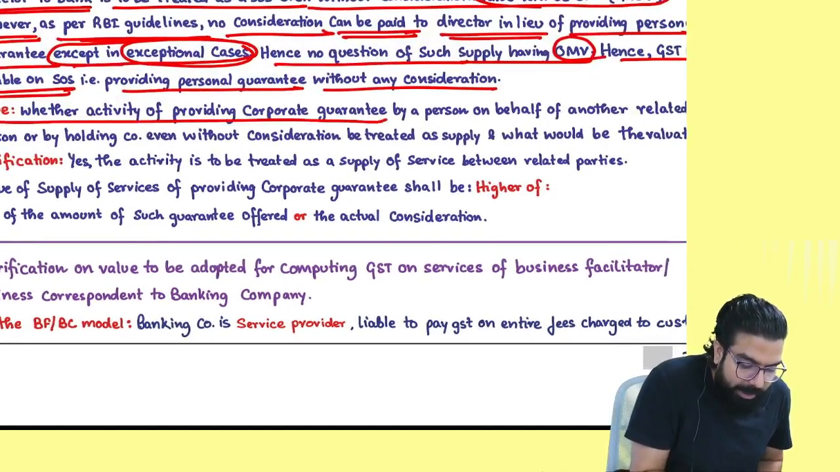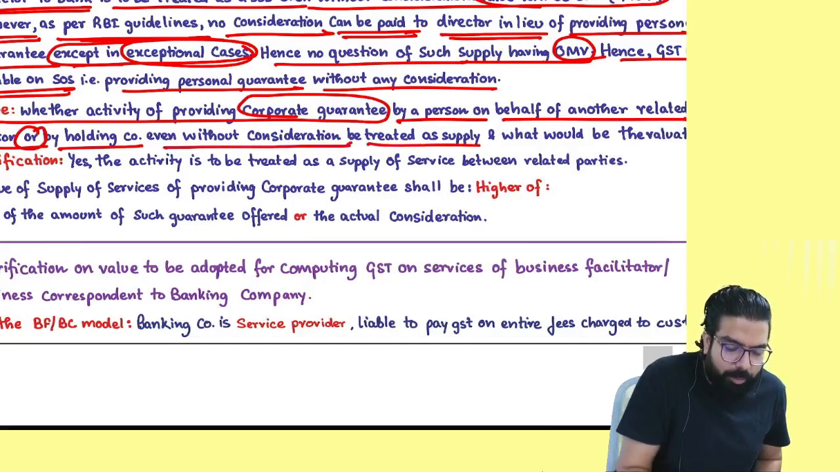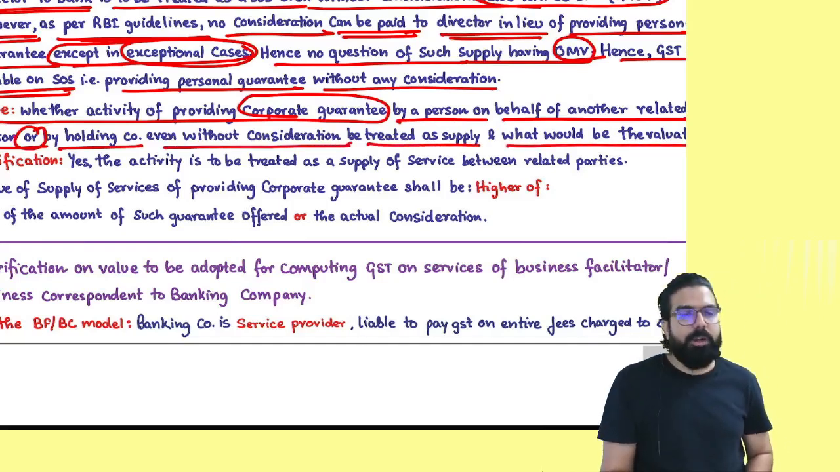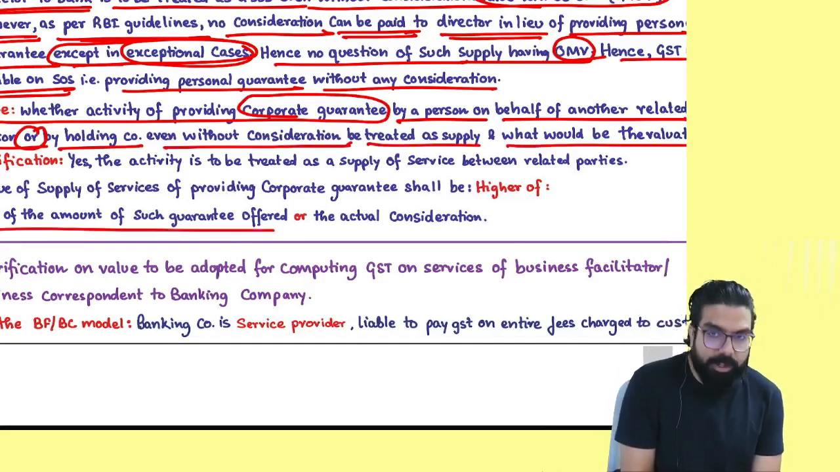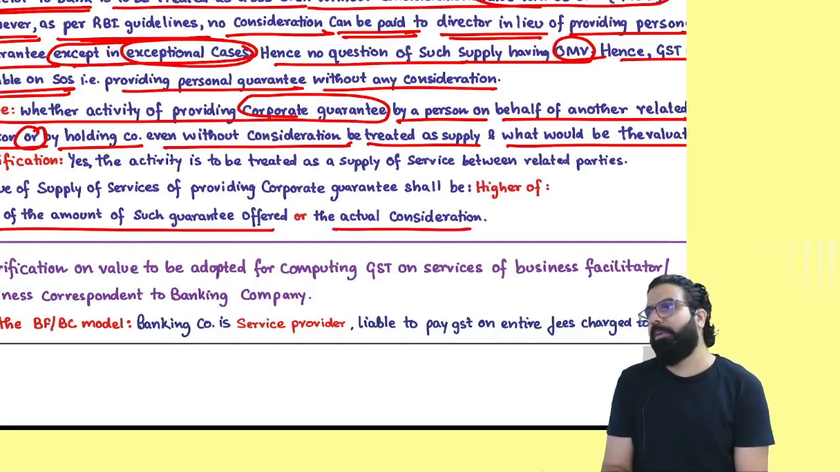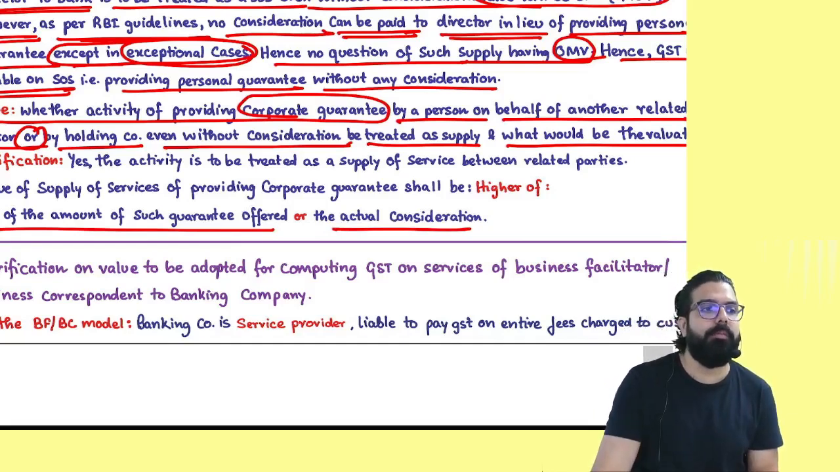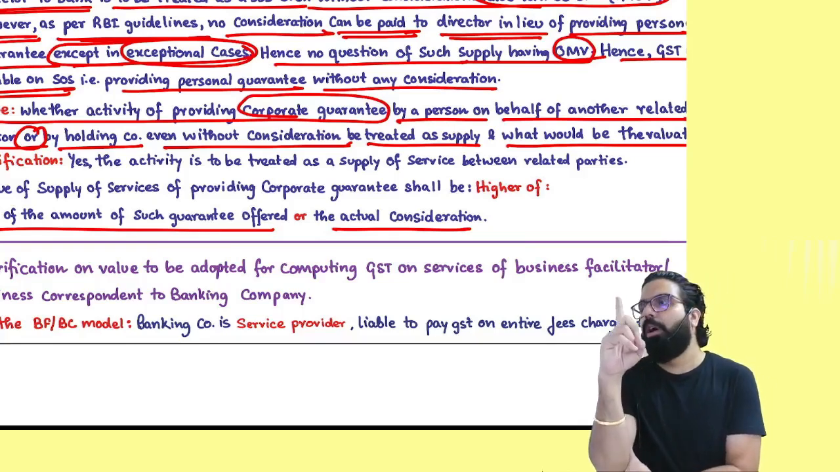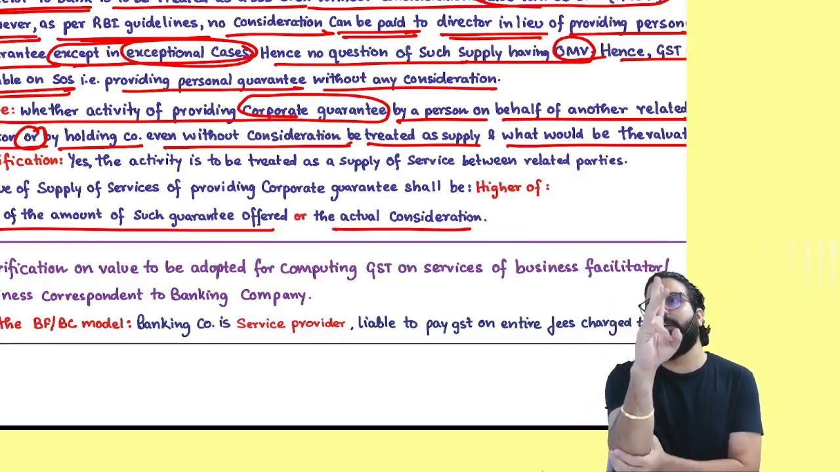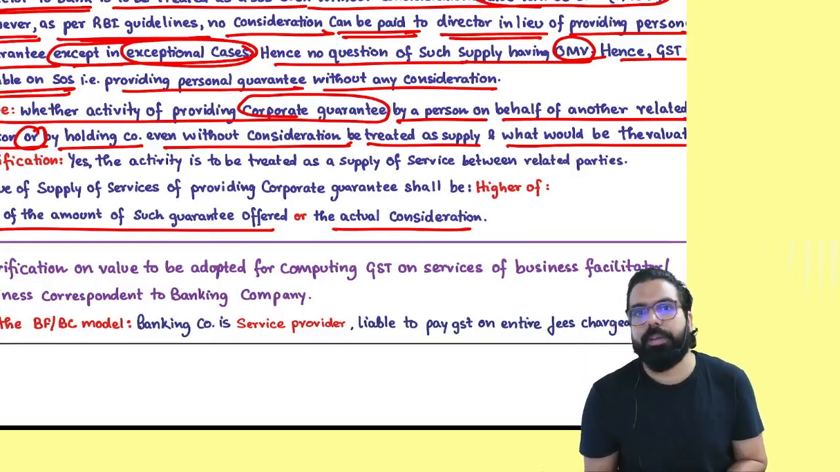Whether the activity of providing corporate guarantee by a person on behalf of another related person or by a holding company, even without consideration, is to be treated as supply, what will be the valuation? You already know corporate guarantee: it is always 1% of the guarantee or actual consideration, whichever is higher. Corporate guarantees are generally given by whom? Company for another company. In corporate guarantee, value is 1% of the guaranteed amount or actual consideration, whichever is higher. Personal guarantee, no value. 0.